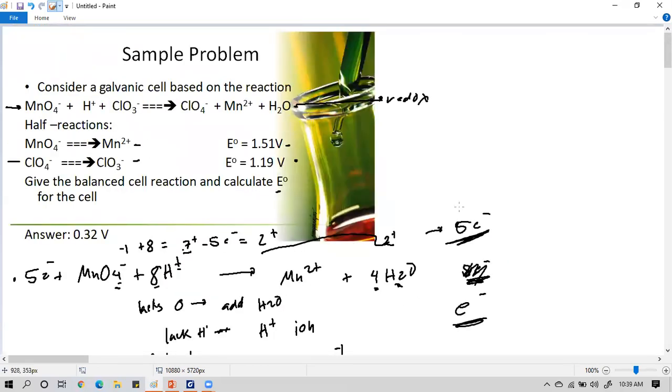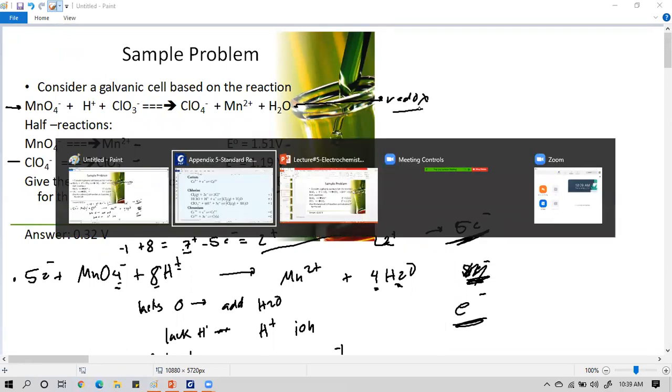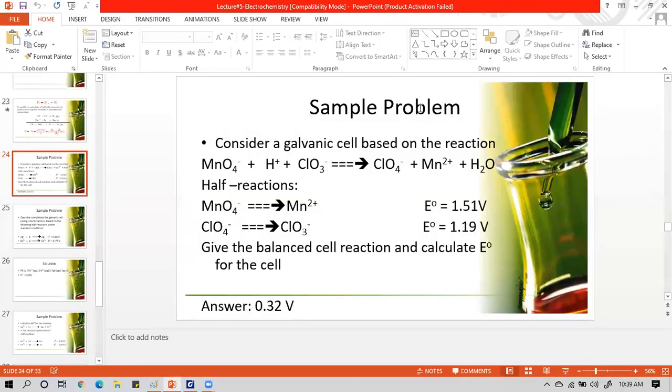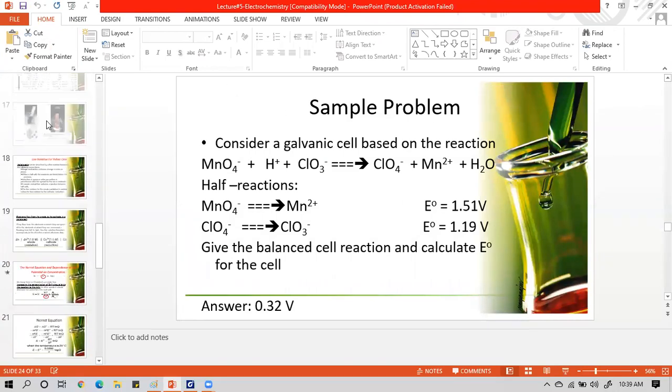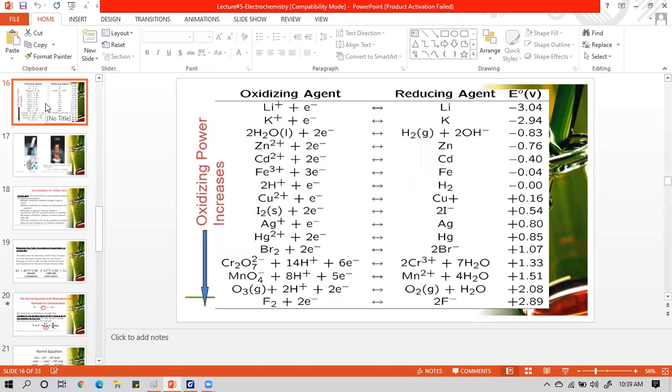Kasi nga, this is a redox reaction here. Now, as discussed sa last lecture natin, we will look at the standard reduction potential. Kung ano yung mas mataas ang standard reduction potential, siya yung may capability na mang-oxidize. Ibig sabihin, siya yung marireduce.